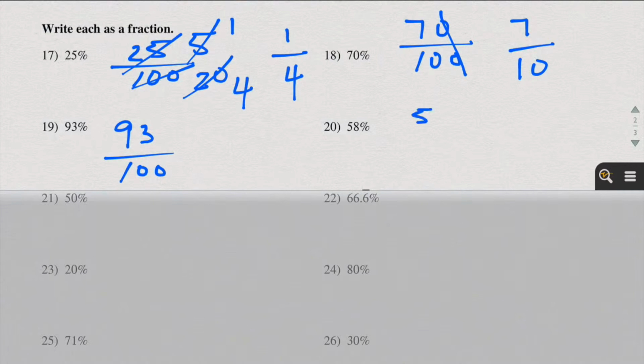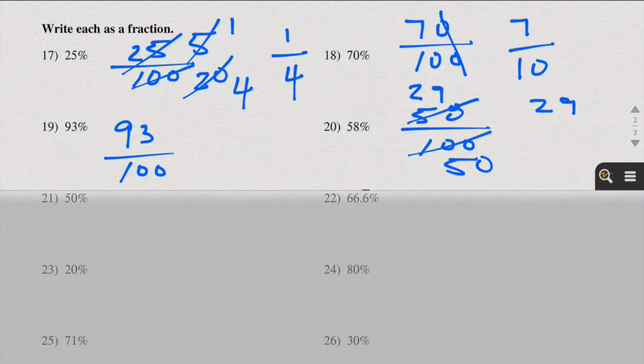Number 20, 58%, 58 over 100. We can reduce by 2. We end up getting 29 out of 50, and that won't reduce anymore, so number 20 is 29 over 50.